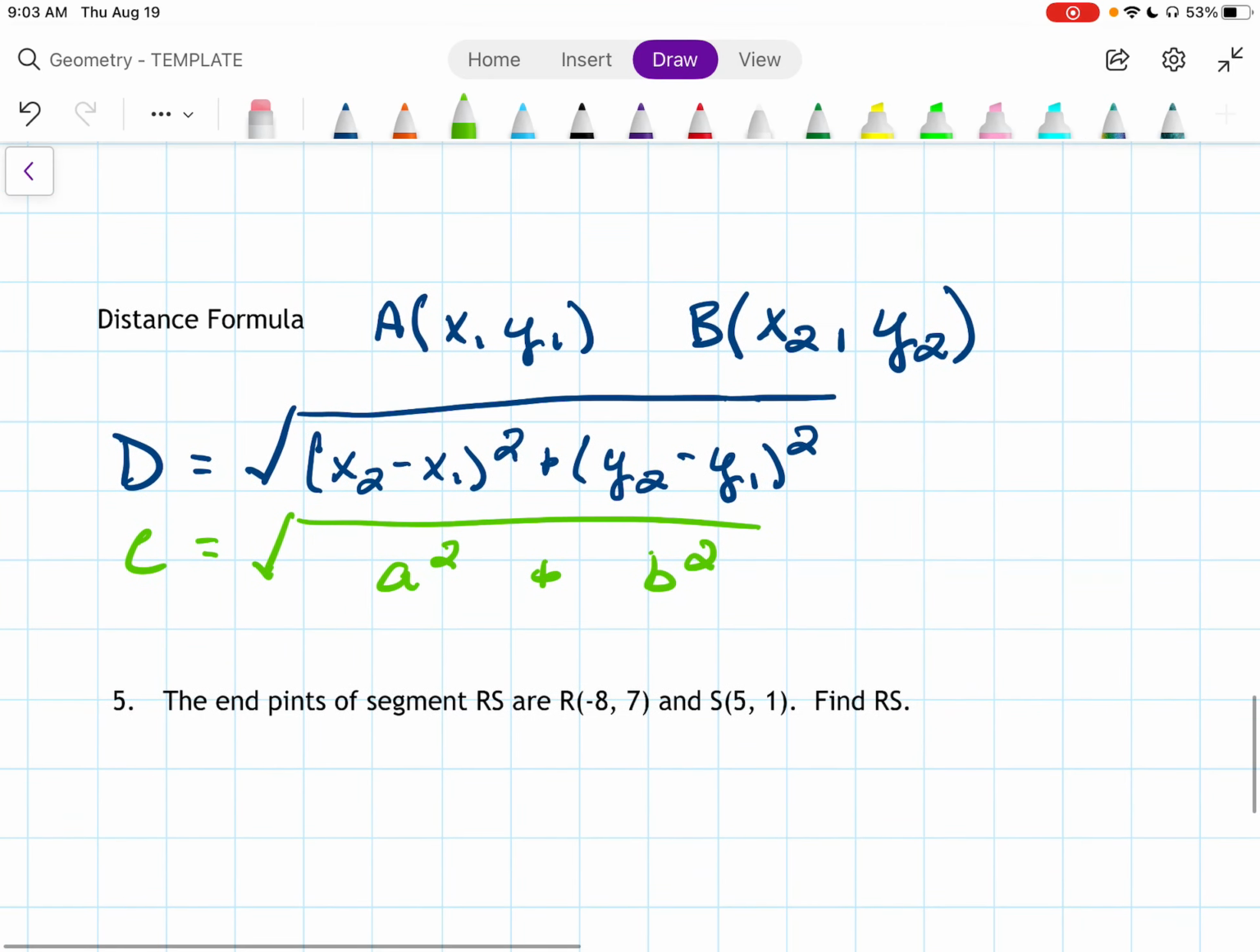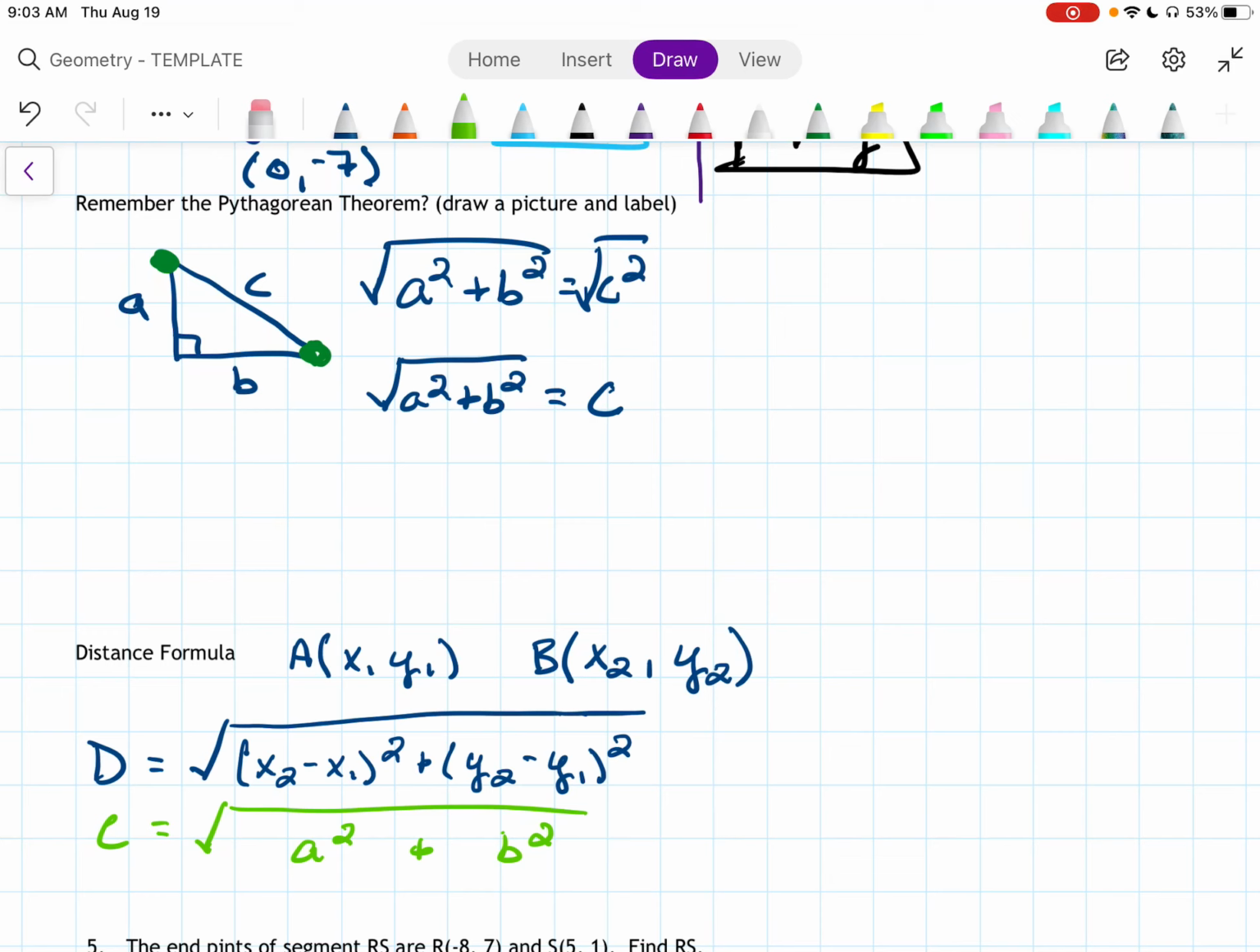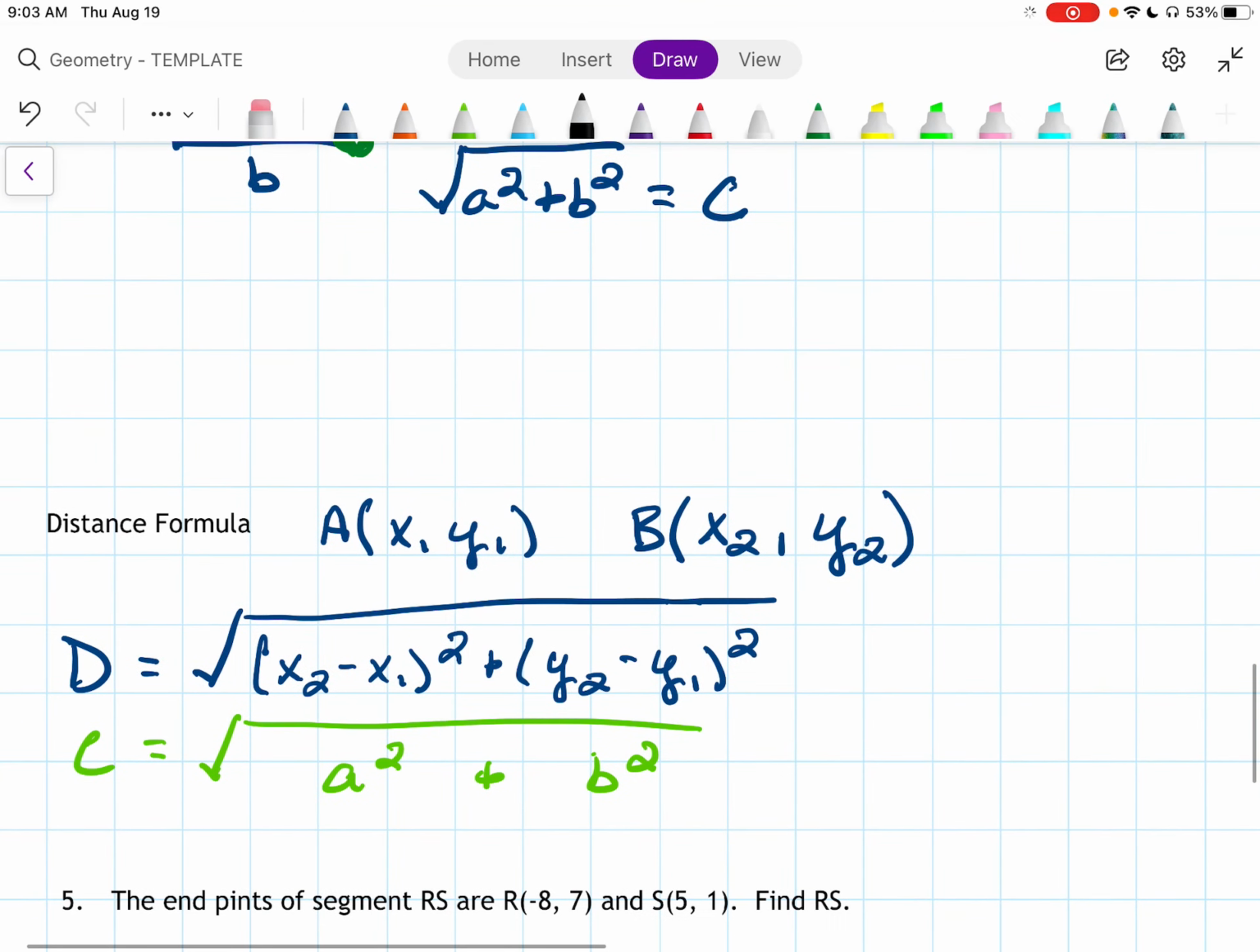So let's try to use the distance formula. Now, if you didn't understand the whole Pythagorean theorem and how that kind of goes into the distance formula, that's okay. I really just want you to be able to use the distance formula. That's what I need you to be able to do.